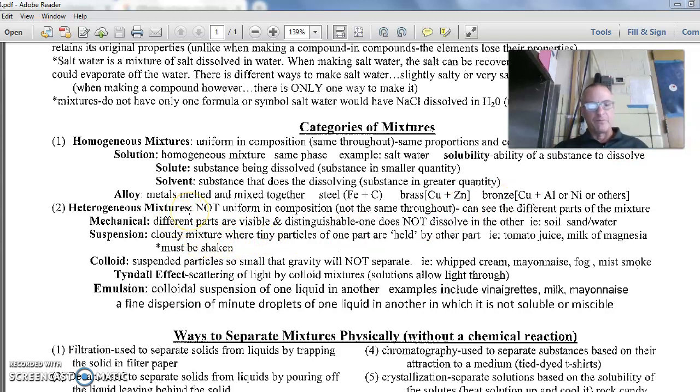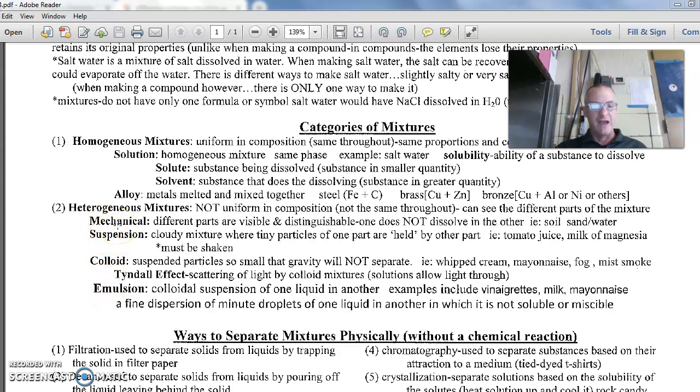Heterogeneous mixtures. These are mixtures that are not uniform in composition. They are not the same throughout. You can see different parts within the mixture. The one that this is most obvious with is mechanical. Mechanical mixtures, the different parts are clearly visible to the human eye, and they are distinguishable. With some of the other ones, they are different parts in there. You may have trouble seeing the different parts with your eyes, but there's ways you can tell whether a mixture is homogeneous or heterogeneous by certain tests that we'll talk about.